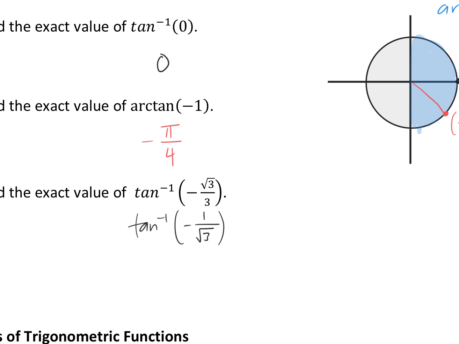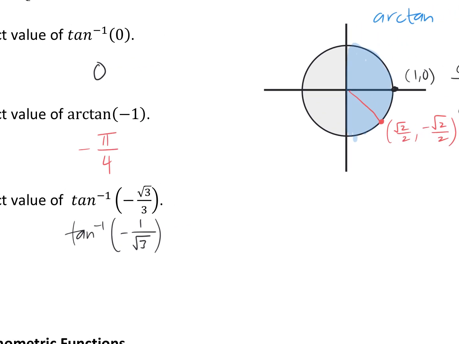So I've got to look at my unit circle and see what angle is going to give me a -1 over square root of 3 for tangent. So that's my y over my x. That's going to give me a -1 over the square root of 3. What angle do we think? We think negative pi over 3. Let's look at it. Negative pi over 3.